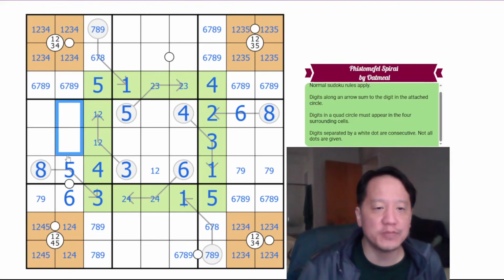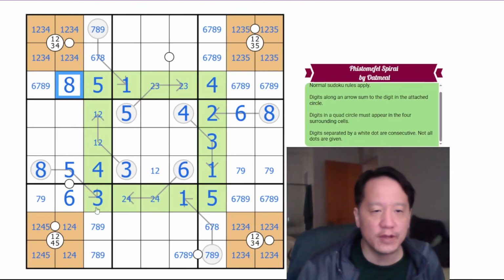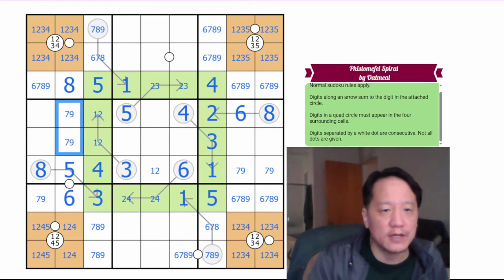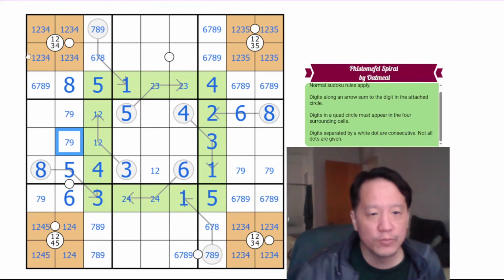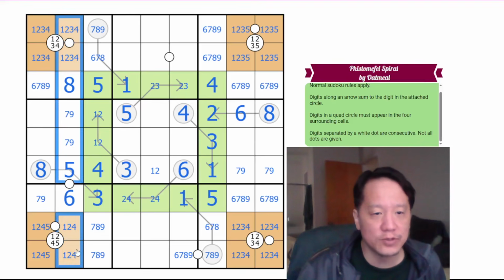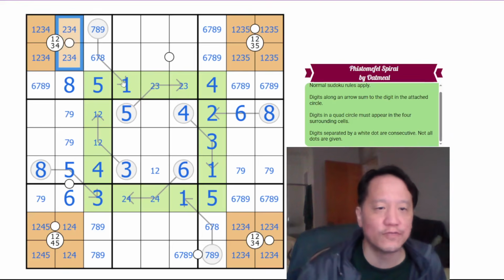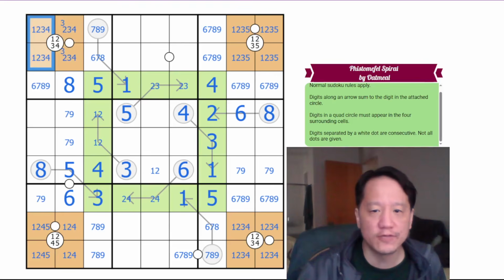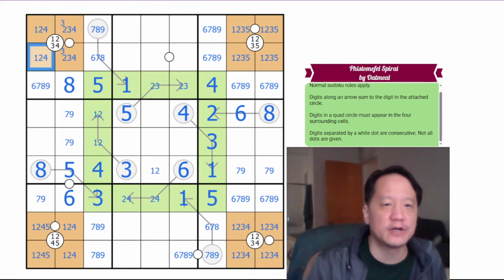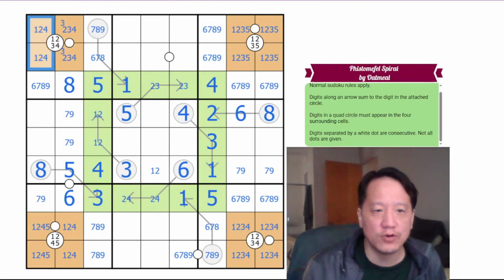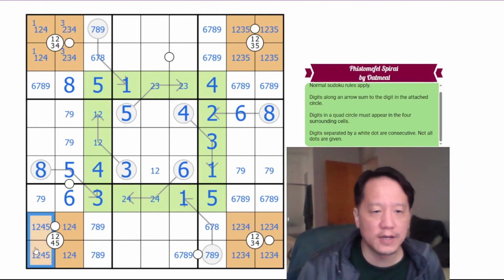8 cannot be here because of the 8 in the box, so 8 has to be here because it can't be any of these cells here. So that leaves a 7, 9 pair remaining in column 2. We know the 3 in column 2 has to be one of these two cells. So 3 is consecutive with only 2 or 4. So we know 3 is guaranteed here, therefore 3 cannot be here in the same box. 3 is only consecutive with 2 or 4, so we have a guaranteed 1 here, which means this cannot be 1.